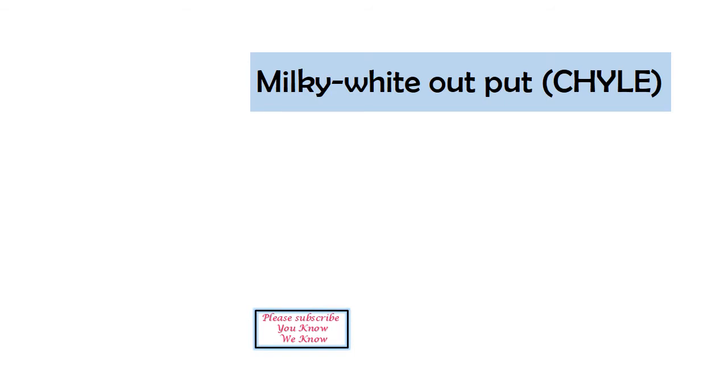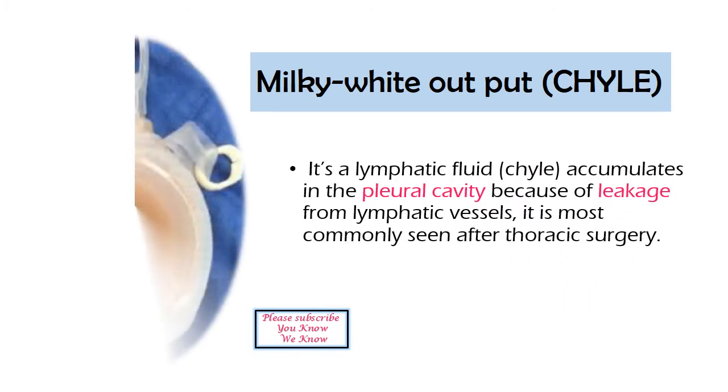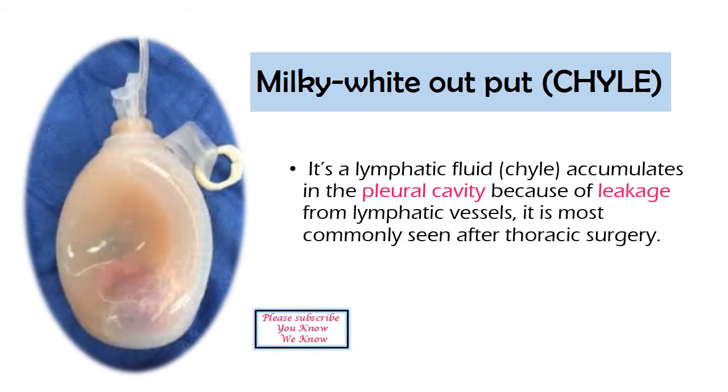Milky white output is chyle. It's a lymphatic fluid. Chyle accumulates in the pleural cavity because of leakage from the lymphatic vessels. It is most commonly seen after thoracic surgery.